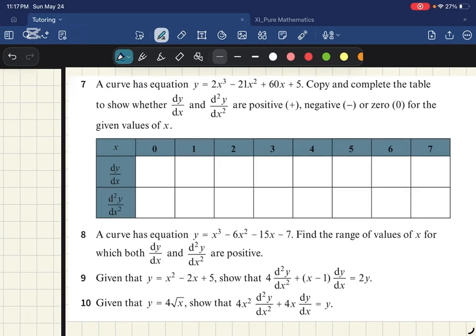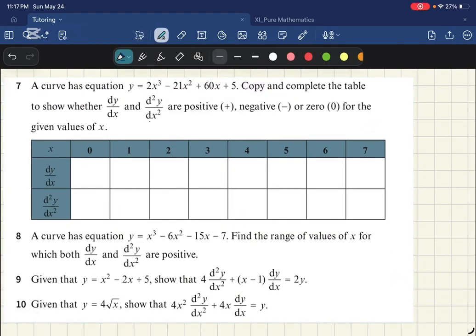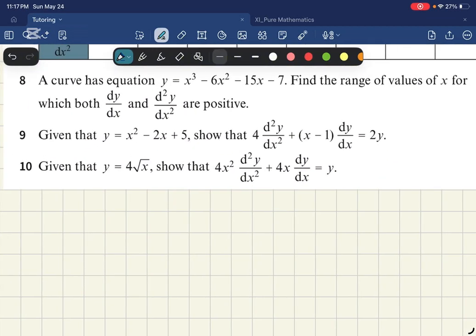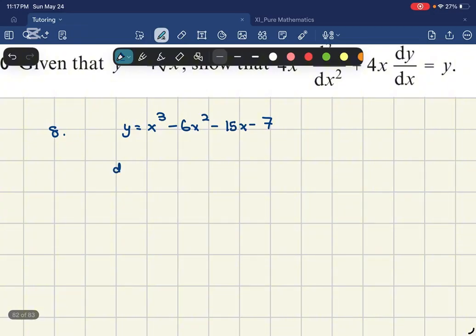So now question 7 is quite straightforward. So you just want to find dy by dx and the second derivative. And you want to plug in 0, 1, 2 and see if it's positive, negative, or 0. So I'll leave that for you. And I'll move on to question 8. So a curve has this equation. So I need to find the range of values of x for which both first and second derivatives are positive.